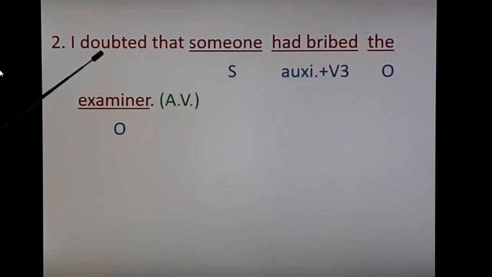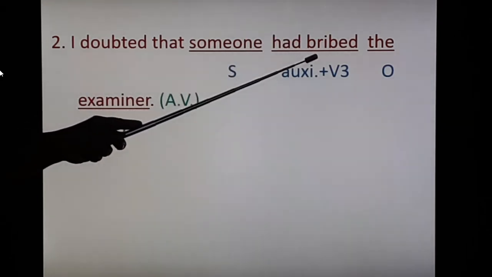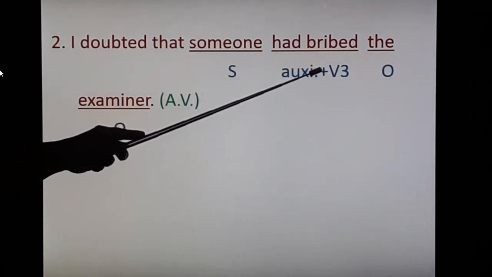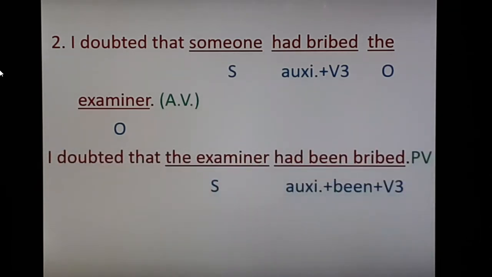Next, I doubted that someone had bribed the examiner. So here someone is the subject, had is the auxiliary, then bribed, that is V3 form, then the examiner, that is an object, and this is active voice. Why? Because been is not given and by is not given.